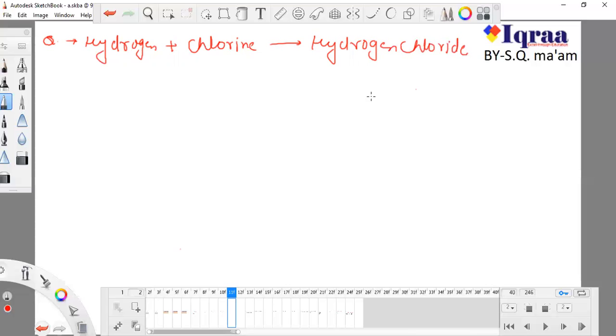First of all, you need to remember one thing: you have to remember the symbols. That is the symbol of hydrogen and that is the symbol of chlorine. So this is HCl. Now we need to balance this.